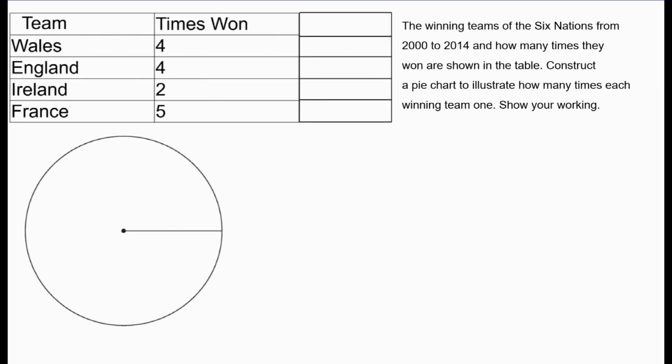Here's a question for you to try. So I'd like you to draw the circle and the line, and then to complete the table, to fill in the angles, and then to complete the pie chart for this information on Six Nations winners. Please pause the video and have a go now, and when you're ready for the answers, press play.